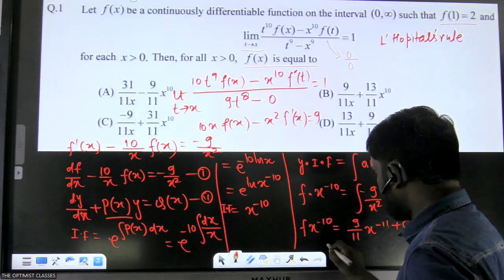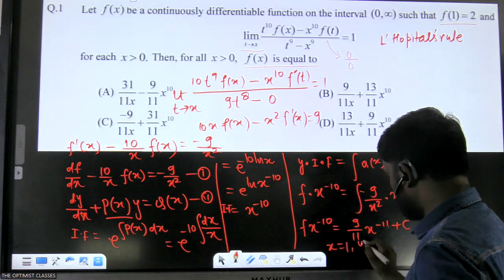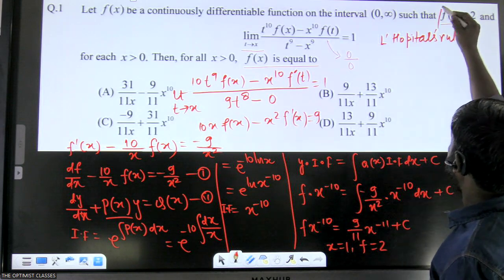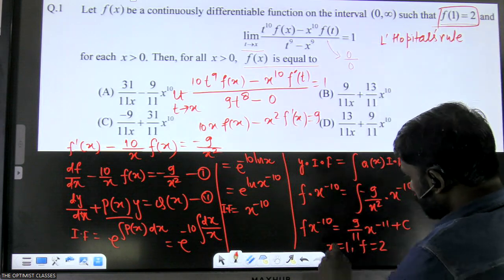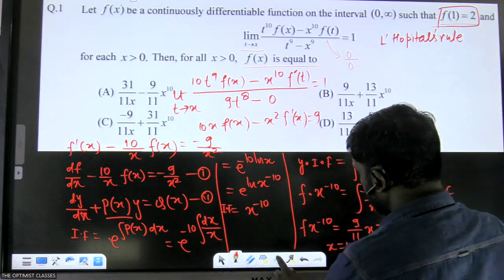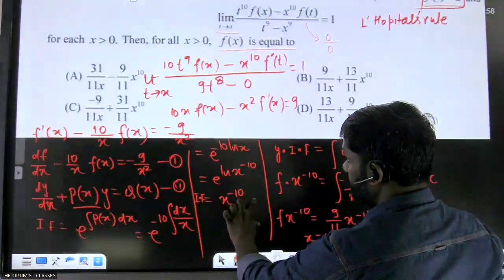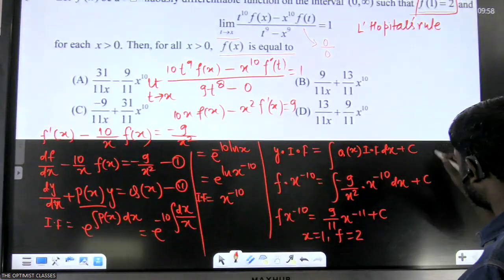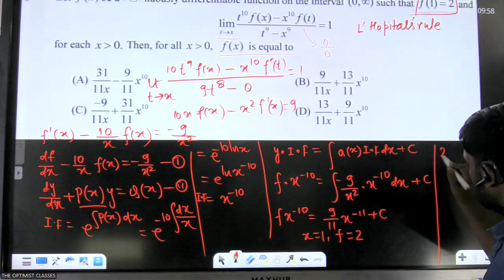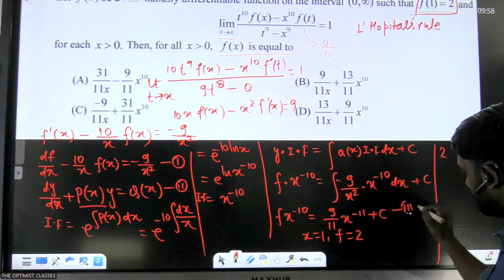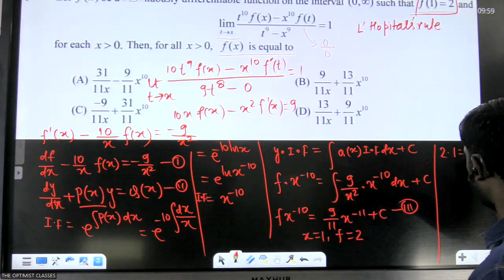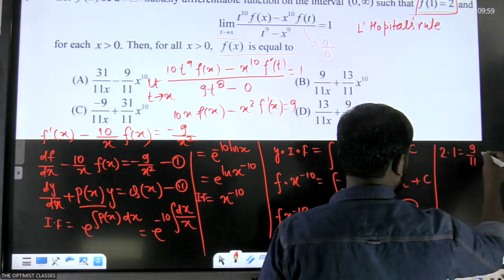Now it is given that at x equal to 1, the function is equal to 2. That is given here, you see this information. So if you put x equal to 1 and the function equal to 2, you will end up getting something like this. Let's complete it in this slide itself. We are putting f equal to 2, so you will get 2 here. Let's call it equation number 3. So f equal to 2 and x equal to 1, we will get 1, and this will become 9 by 11, plus some constant c.